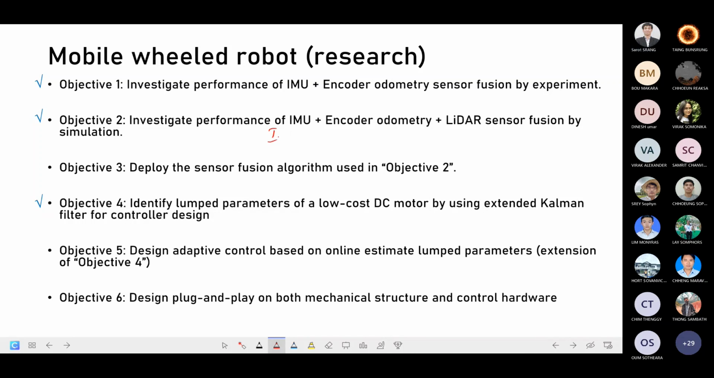So IMU means inertial measurement unit. In here it has an accelerometer, which measures acceleration, and it has a gyroscope, which measures angular velocity.